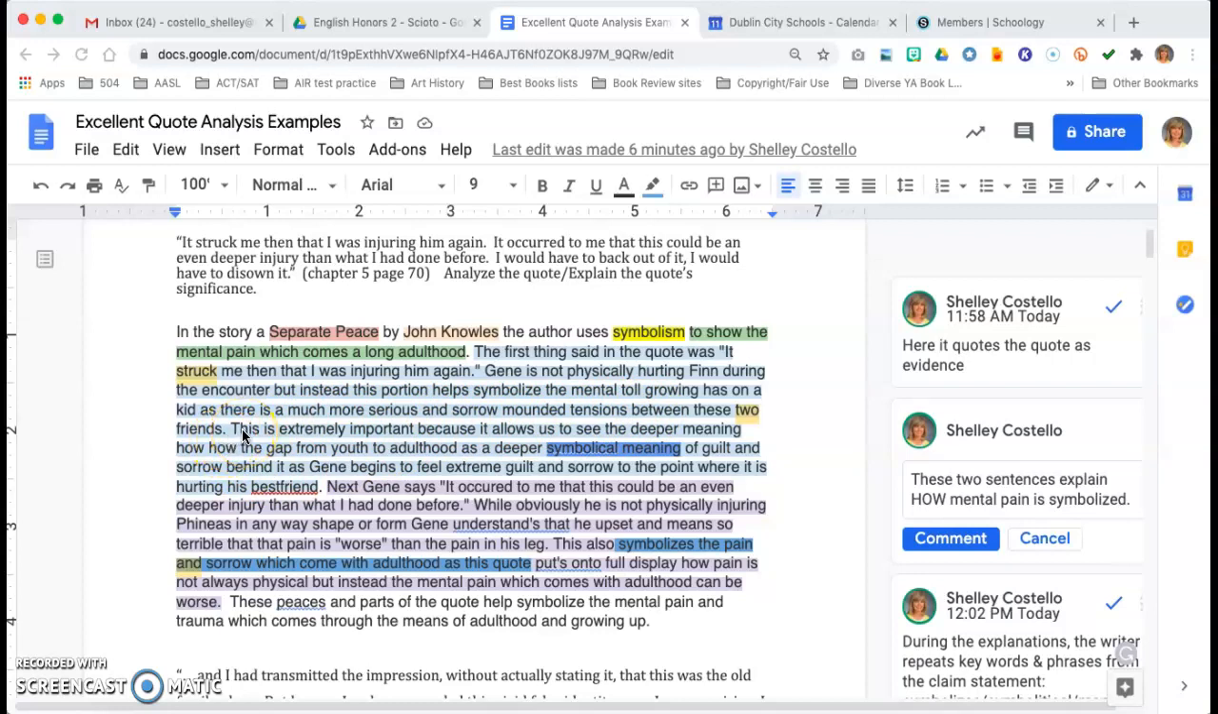Now we're moving into a second sentence, which is continuing to support the first idea. This is extremely important because it allows us to see the deeper meaning, how the gap from youth to adulthood has a deeper symbolical meaning of guilt and sorrow behind it, as Jean begins to feel extreme guilt and sorrow to the point where it is hurting his best friend.